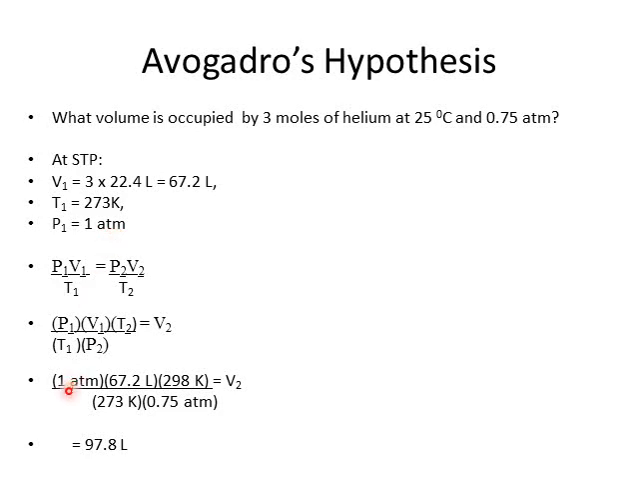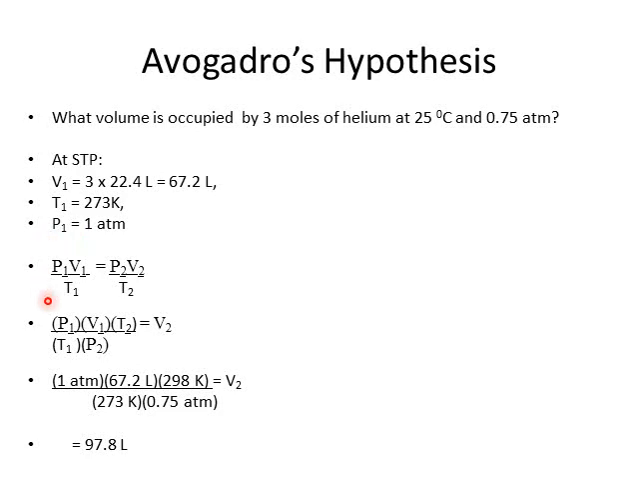In doing so, I should be able to fill that in. So my P1, which is my standard pressure, is 1 atmosphere. My V1, which I calculated, is 67.2 liters. And my T1 is my 273 Kelvin. All that is equal to my P2, which I know is 0.75 atmospheres. My V2 is what I'm trying to work out. And my T2, I have 25 degrees C, which you know has to be converted into the Kelvin scale. How do I do this? You add 273 to the degree value, which turns out to be 298 Kelvin.